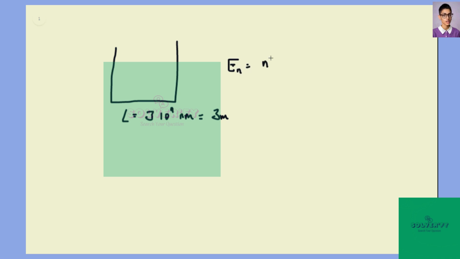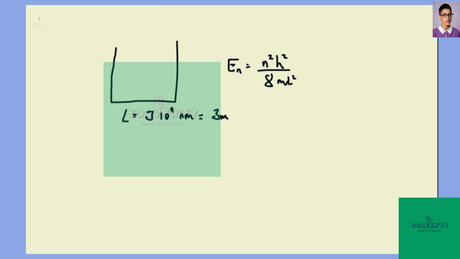In this problem, we have an electron which is trapped in a one-dimensional infinite potential well. The width of the well in this case is 3 meters. So we can write this as 3 into 10 power 9 nanometers. We are purposely writing it this way instead of 3 meters. The energy of an electron in an infinite potential well is given as n square h square over 8 m L square.